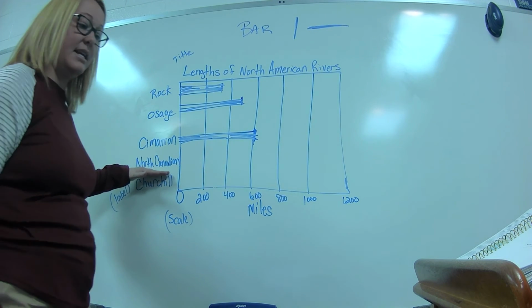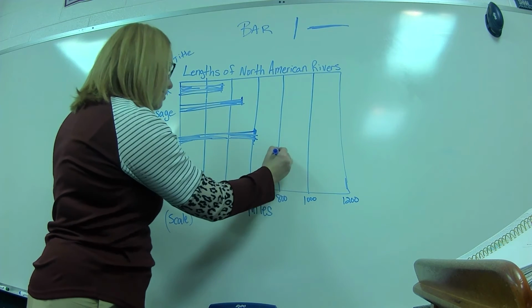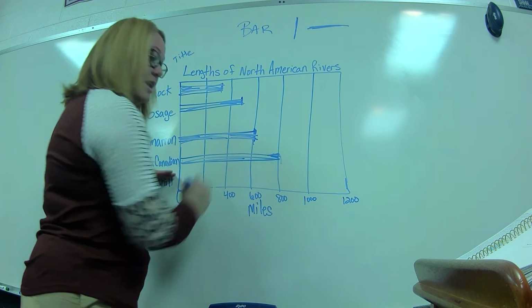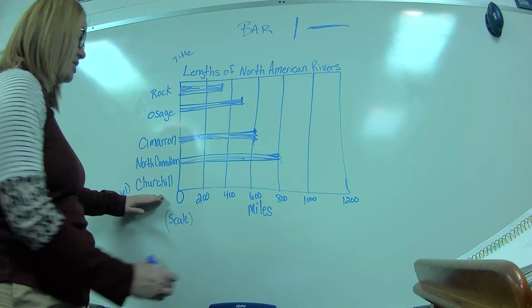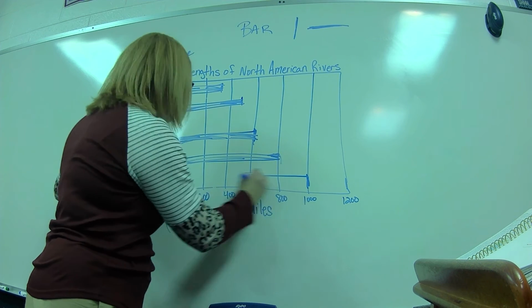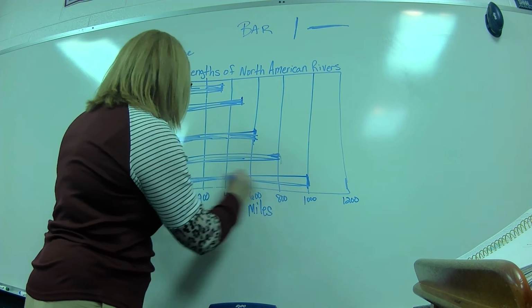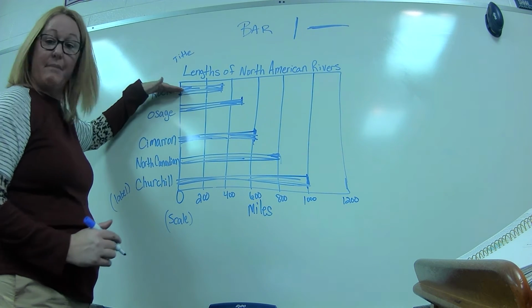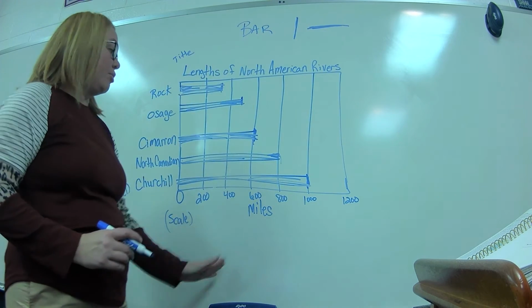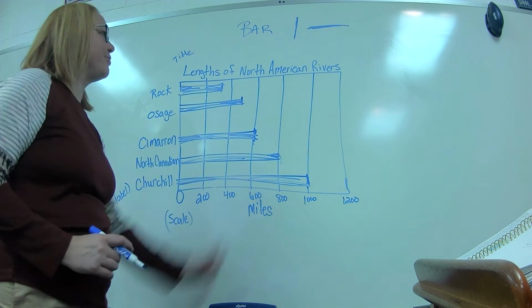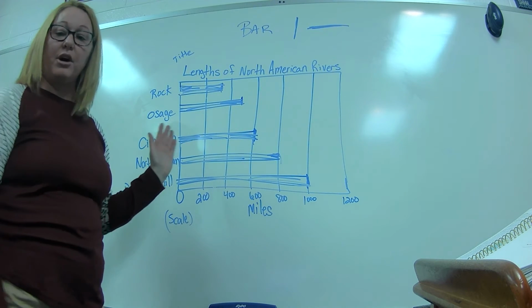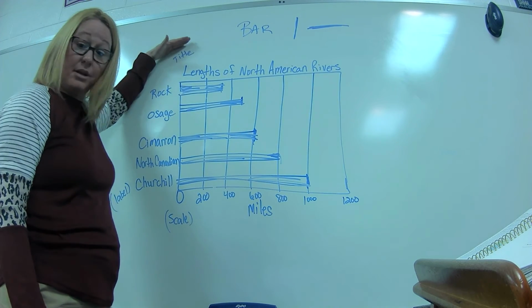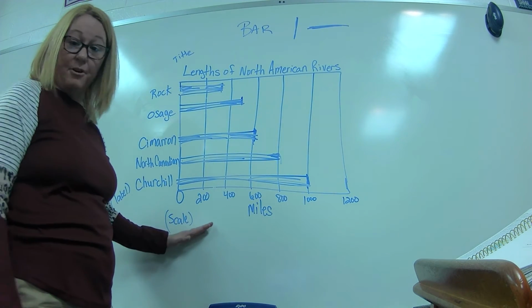The North Canadian is 800, so I'm going to come over to the 800 and draw a column. And then we have the Churchill, which is 1,000. So come over here. And I have now drawn a horizontal bar graph, using bars to represent my data. Again, bars can be horizontal or vertical. Bar graphs are also called column graphs, but again, they have three main parts: a title, a label, and a scale.